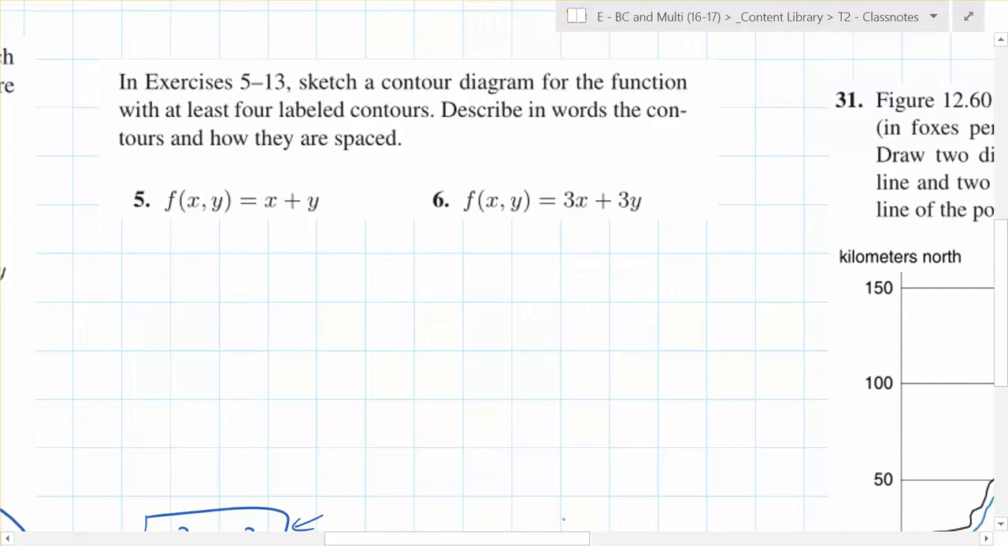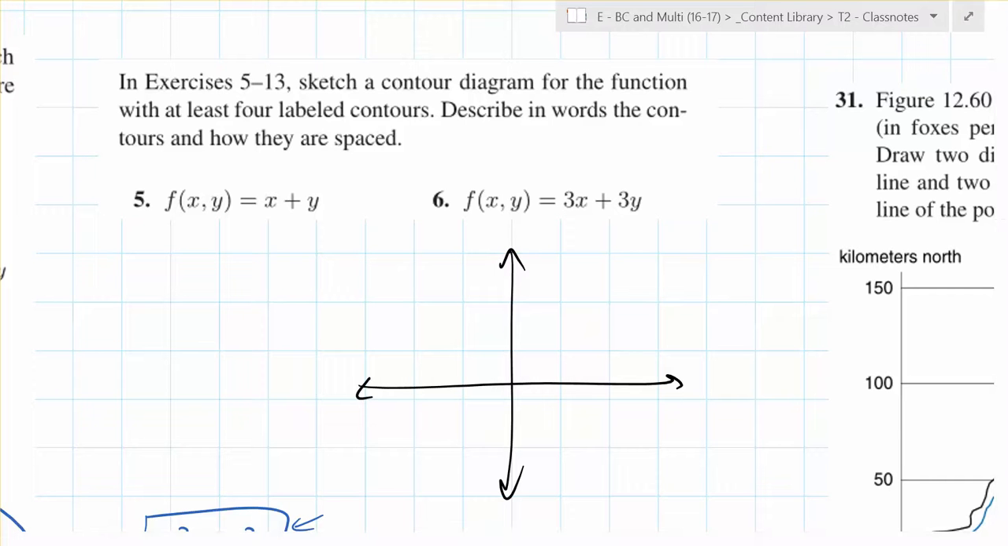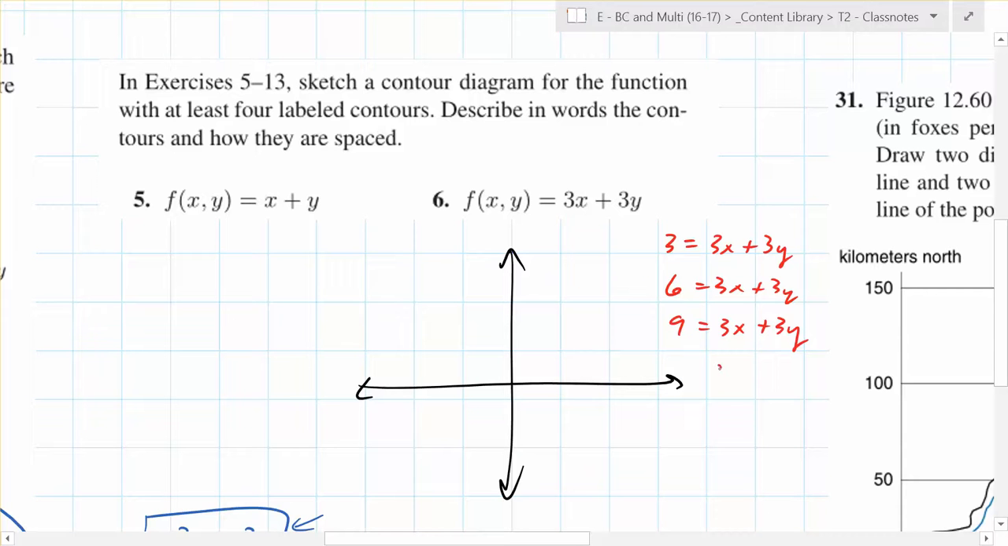I'm curious, if you pick z values, right? Now since it just says with 4 contours, it doesn't say anything about them. It's just 4 contours. So pick nice ones, right? So when you graph this, what are the contours going to look like? Well, pick some values here. I don't know, like, how about 3 equals 3x plus 3y, and 6 equals 3x plus 3y, and 9 equals 3x plus 3y, 12 equals 3x plus 3y.